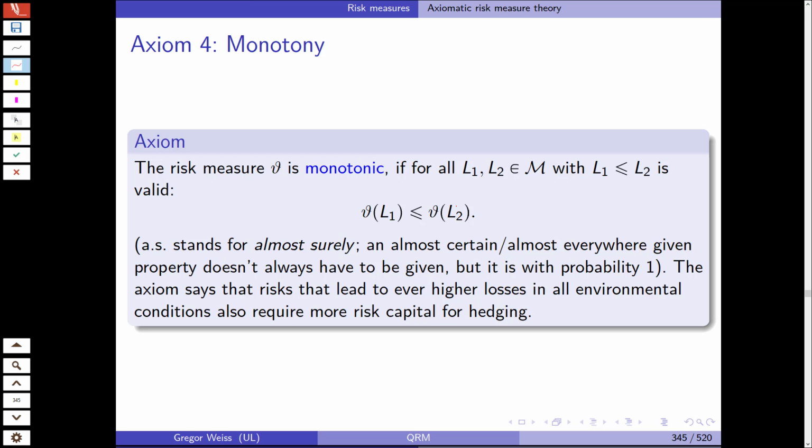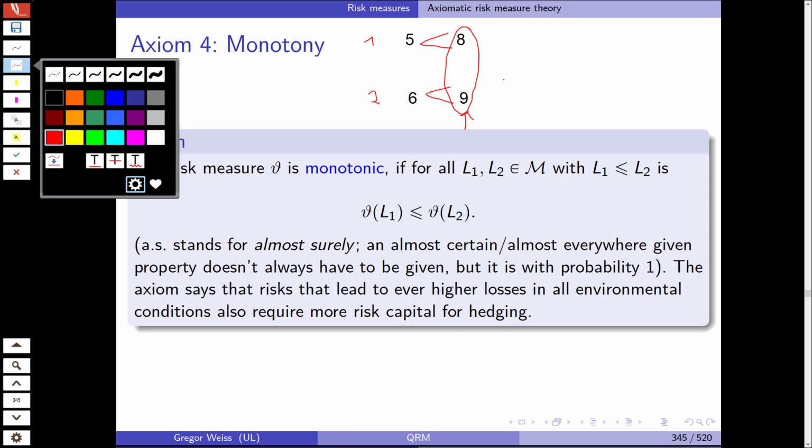What it means is, if, for example, we have risk measures in state 1 and state 2, let's say a loss of 5 and a loss of 6, and we have a different risk that gives us 8 and here 6, we have a loss of 9. You can see that in all those scenarios this risk is worse, and monotony means that then the risk capital also needs to be higher for this risk than for the first one.